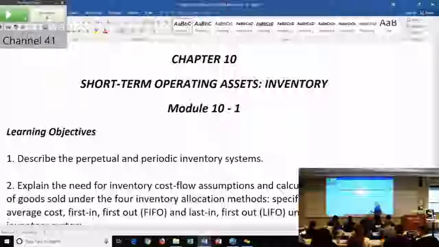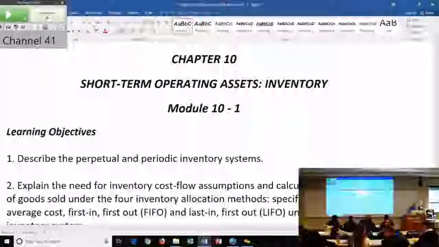You know what inventory is. We're going to first start by looking at perpetual and periodic inventory systems. And we'll spend most of the day looking at the various cost flow assumptions. We're going to use this later, by the way, to do that. So if you don't have it now.